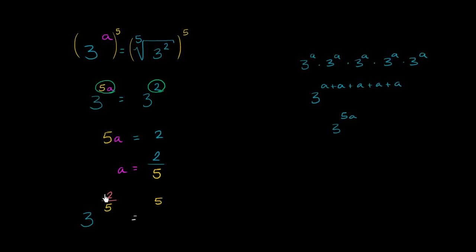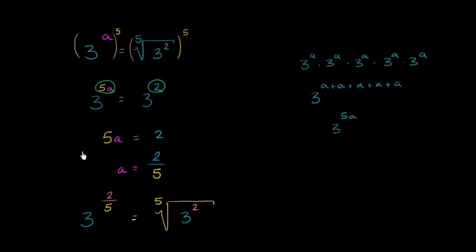Notice the 5th root. So the denominator here, that's the root. So the 5th root of 3 squared. So if you take this base 3, you square it, but then you take the 5th root of that, that's the same thing as raising it to the 2/5 power. Notice, take this 3, take it to the 2nd power, and then you find the 5th root of it.